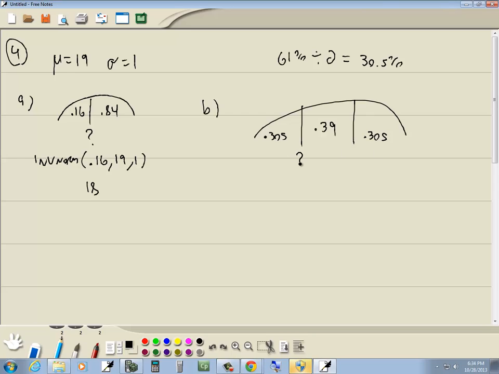And we're trying to find these values right here. This one is going to be InvNorm, then area to the left, which is 0.305, comma, our mean, comma, our standard deviation. Now this one will also be InvNorm, and it's the area to the left, which is the 0.305 plus the 0.39. That gives us 0.695, comma, our mean, comma, our standard deviation.